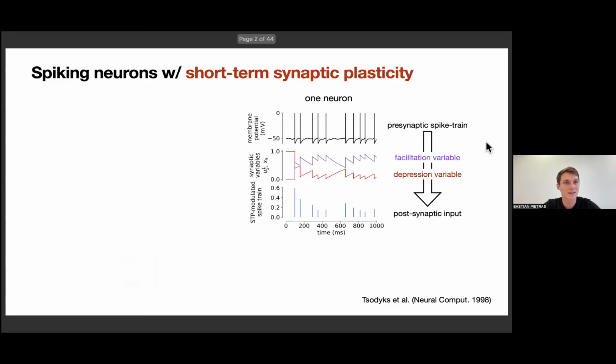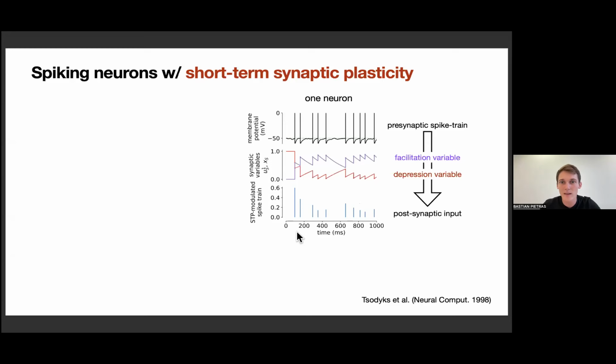Okay, so let's start with short-term synaptic plasticity. One of the seminal models by Tsodyks and Markram is this: if we have a neuron, like here, that elicits spikes, then this presynaptic spike train is modulated by facilitation and depression variables that amount to the amount of neurotransmitters that can be released after that action potential. So whenever a neuron elicits a spike train, what actually comes as the input to a postsynaptic cell is pictured down here.